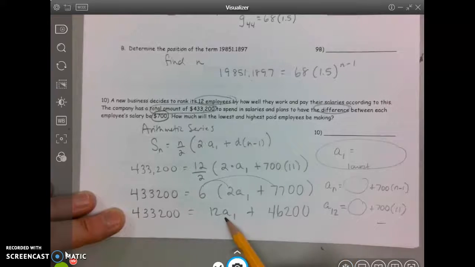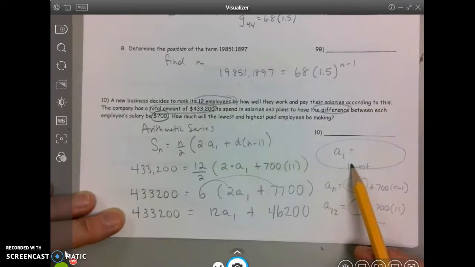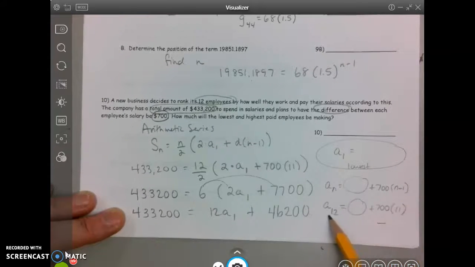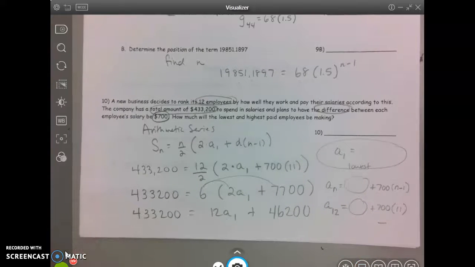So the first salary is the lowest. Then you're going to use that to write your formula, and then you can use that to find the 12th term for the highest one. Now, I will tell you the ones we did on this page are a lot more challenging, but if you can do these, you are going to have no problem with the ones on the quiz.